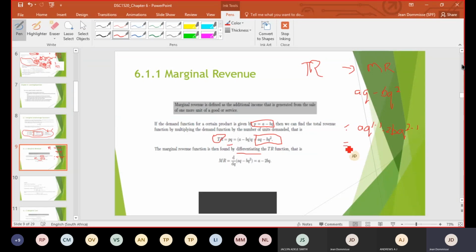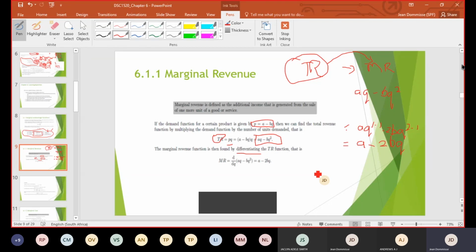And then that will give us q1 minus 1, which is actually q of 0. Q of 0 falls away, so we have a. Here we have 2. Nothing changes with the b, so we have b. And then q2 minus 1, so we get that. Normally they would then give you a point or something that you can put in. But that is how we get from a total revenue to the marginal revenue.